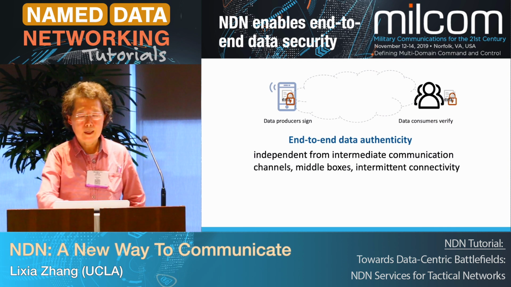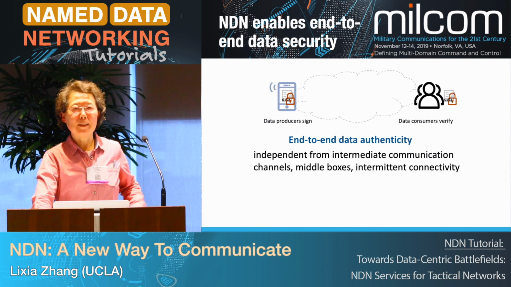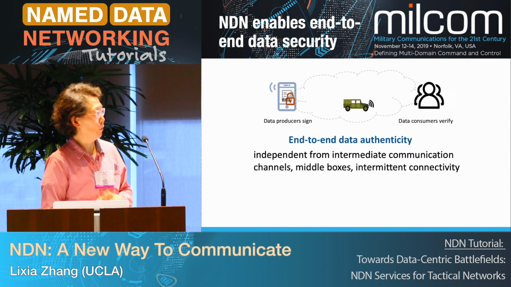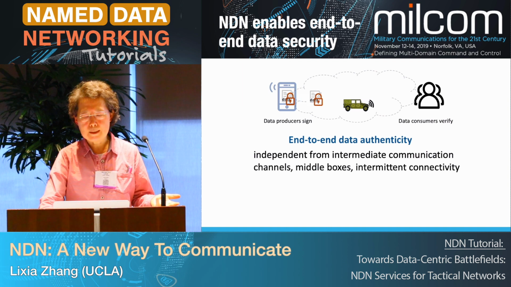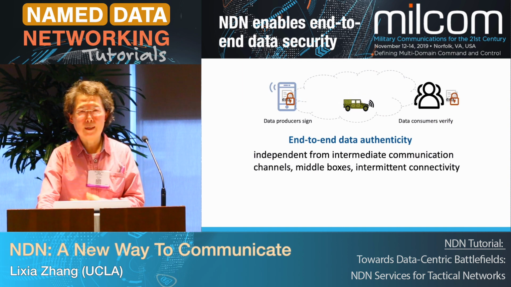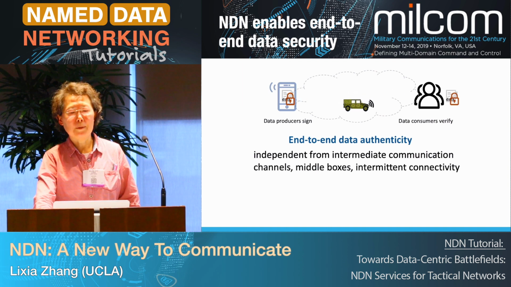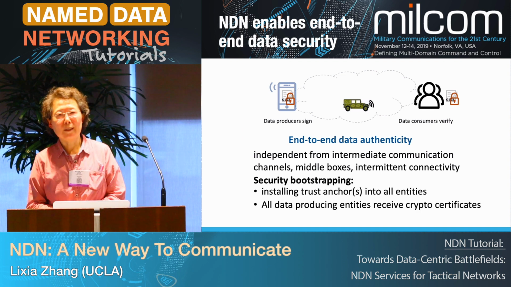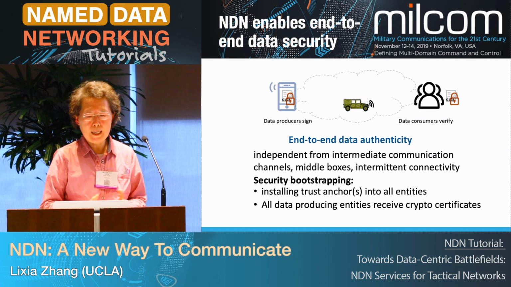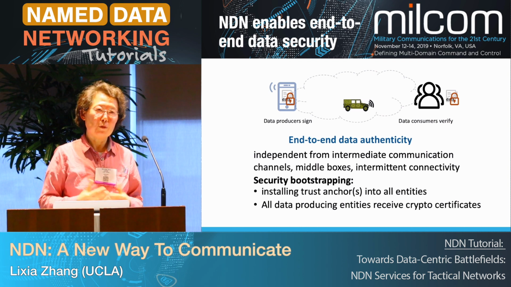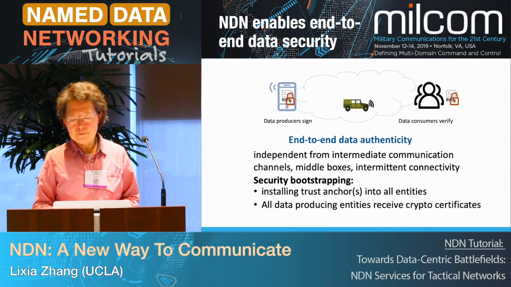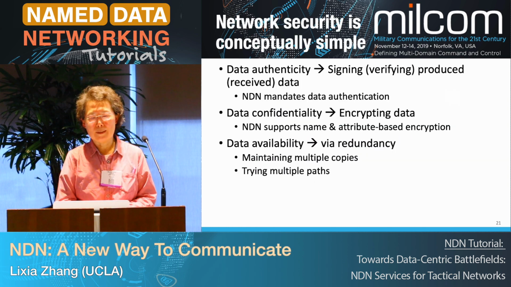Say in this case the two ends are not fetching the data directly, but instead there's a cache in the middle, it captures the data, and then from there it gets forwarded to the recipients. It still works. So all we need is security bootstrapping. They need to have trust anchors to verify certificates. And all the data producers need to have certificates so that they can send the data.